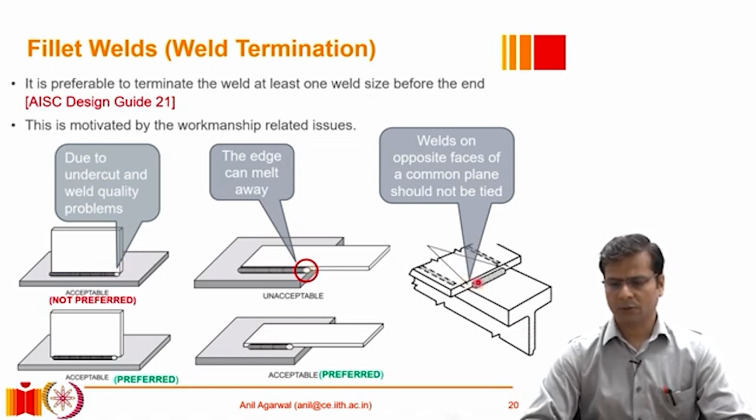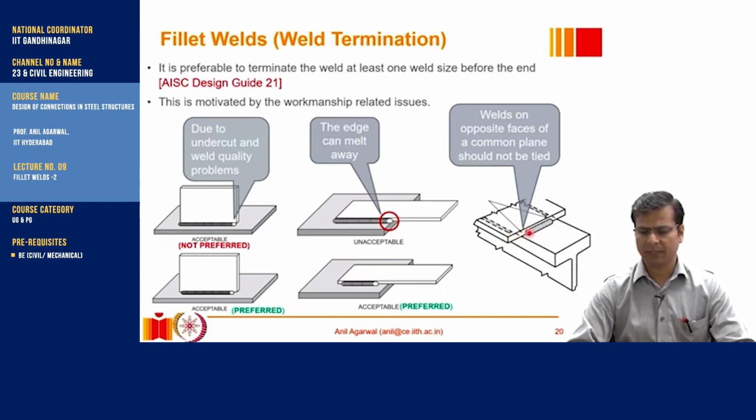Similarly, there can be a possibility where we have to weld or provide fillet welds in the opposite faces of a common plane. For example, here you may see these two welds are basically between this flange and this plate, under the plate, and this weld is again between this flange of the beam and this plate, but this is above the flange. So these two welds are on opposite sides of the plate, and in such a situation it is better to not make them continuous. It is better to terminate them separately.